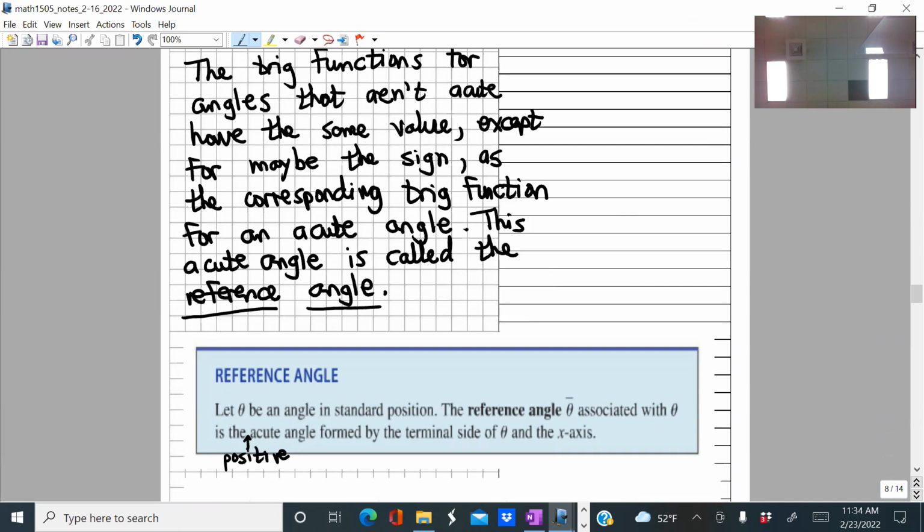The trig functions for angles that are not acute have the same value, except possibly for the sign, as the corresponding trig function for an acute angle. This acute angle is called a reference angle. So I'm going to show you how to find reference angles next time. A reference angle is what we use to compute trig ratios. That's our shortcut. But that's kind of a process, so it takes time to describe. All right, so we're going to stop there.